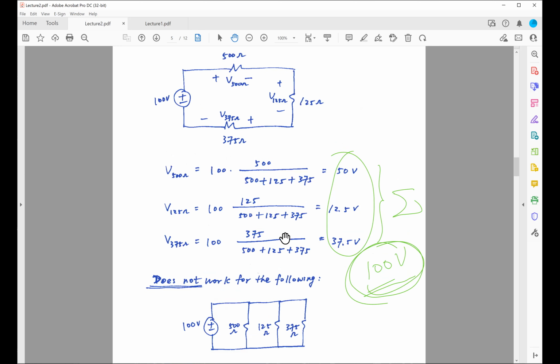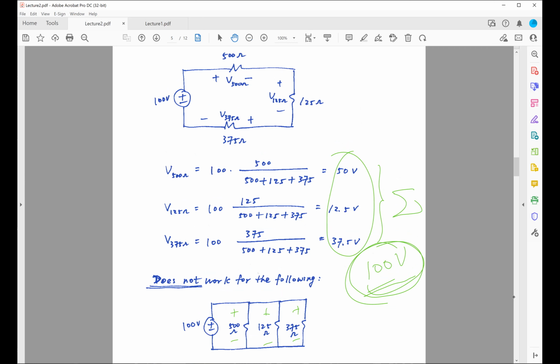And the question is, can I still apply the same technique, meaning voltage division, to find the respective voltage? Can I still find V500, V125, and V375 using the same voltage division technique? Clearly, the answer is no.